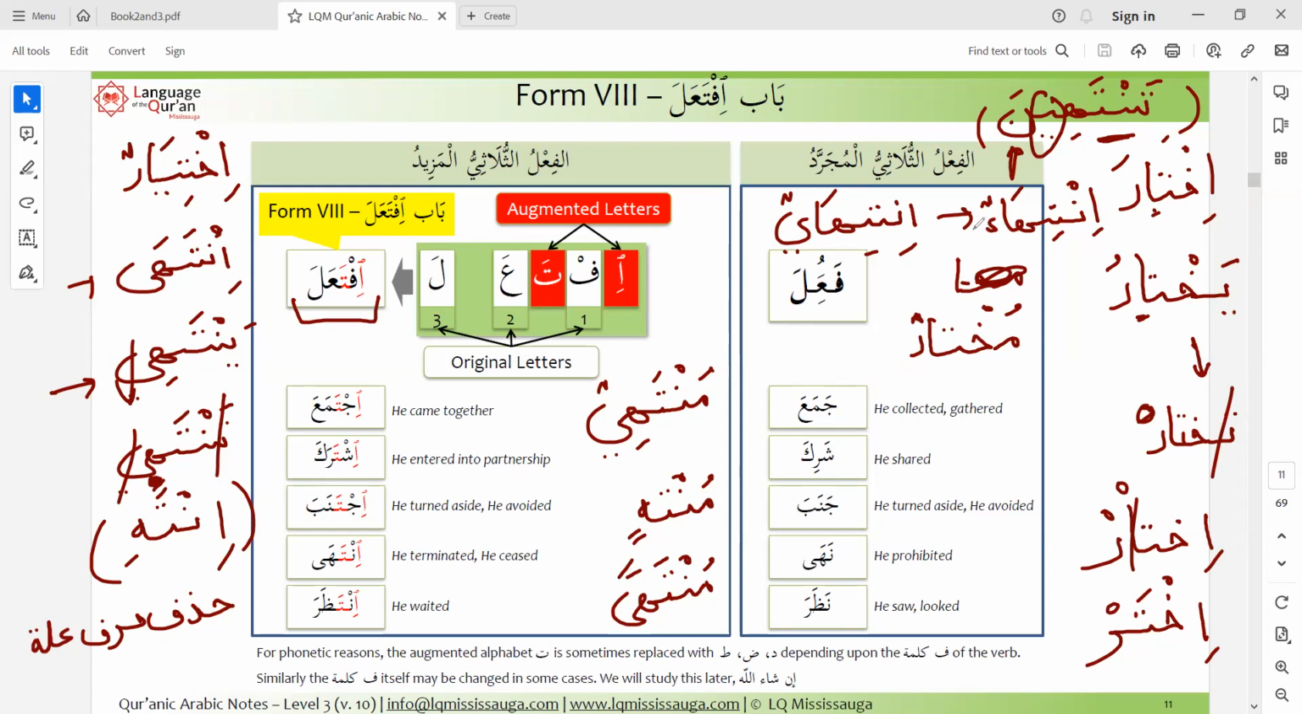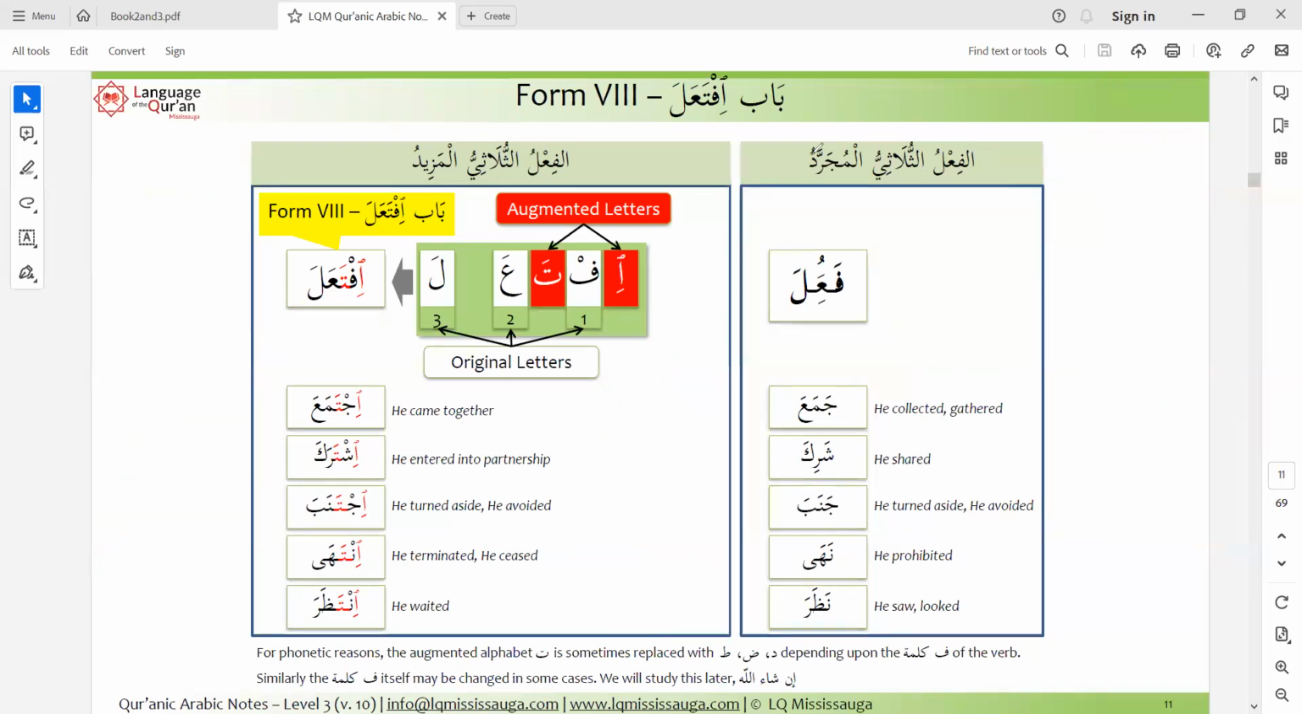Clear? So tantahina. Now there are a few changes to this form 8, which is iftial, which we will cover in a very quick and concise manner. Of course, we are not going to go into detail, but we'll try to cover it as much as possible. I thought of finishing it, but I don't think I'll be able to do it today. Anyway, we'll try to cover it next. Okay, so I hope this is clear until this point.